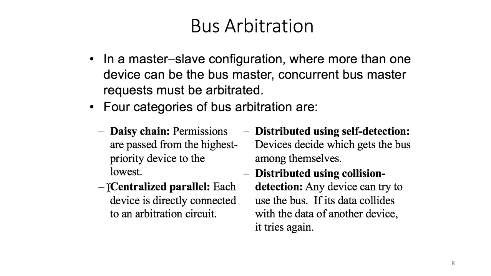The third category is the distributed using self-detection. In this case, the devices can determine which device is going to get the bus among themselves in a distributed fashion. The last one is the distributed using collision detection. In this case, multiple devices are going to try to use the bus, and if they detect a collision with another device, they're going to back off and try again. So that's some basic information about the CPU and bus.